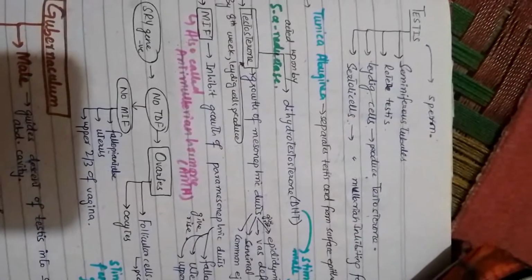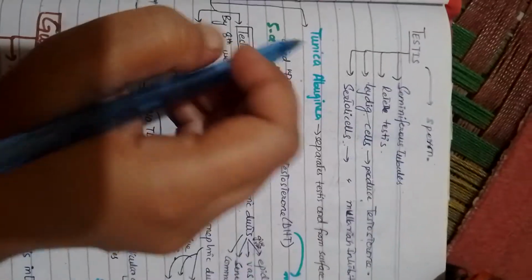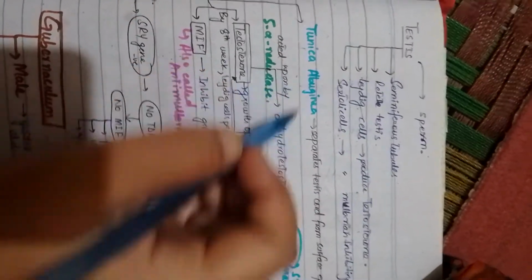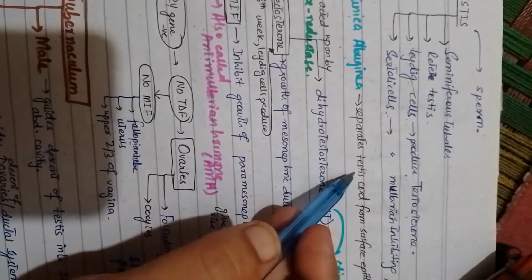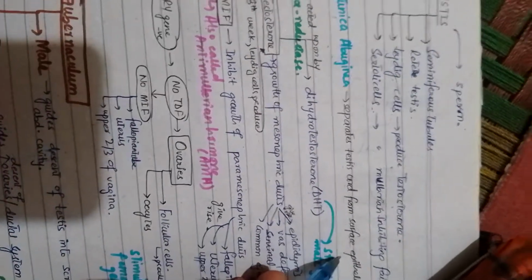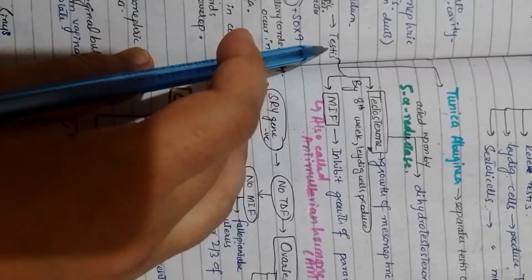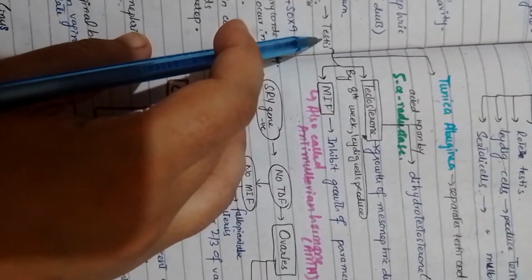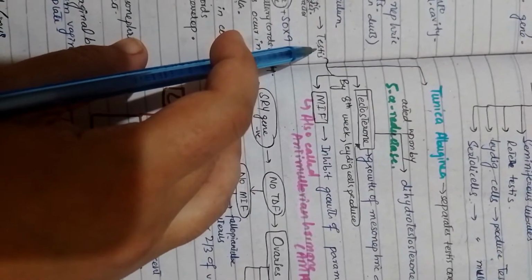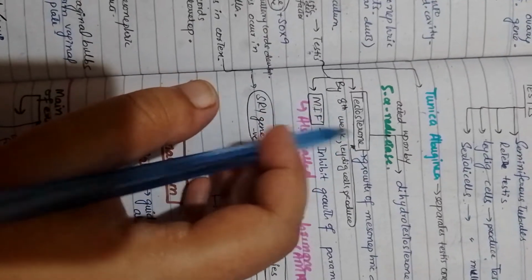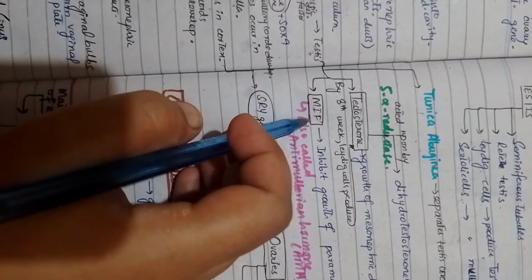In testes, there is a special structure which is called the tunica albuginea. Tunica albuginea separates the testis cord from the surface epithelium. Now, testes produce two types of hormones, or neurotransmitters, we can say. They are called testosterone and Mullerian inhibiting factor.